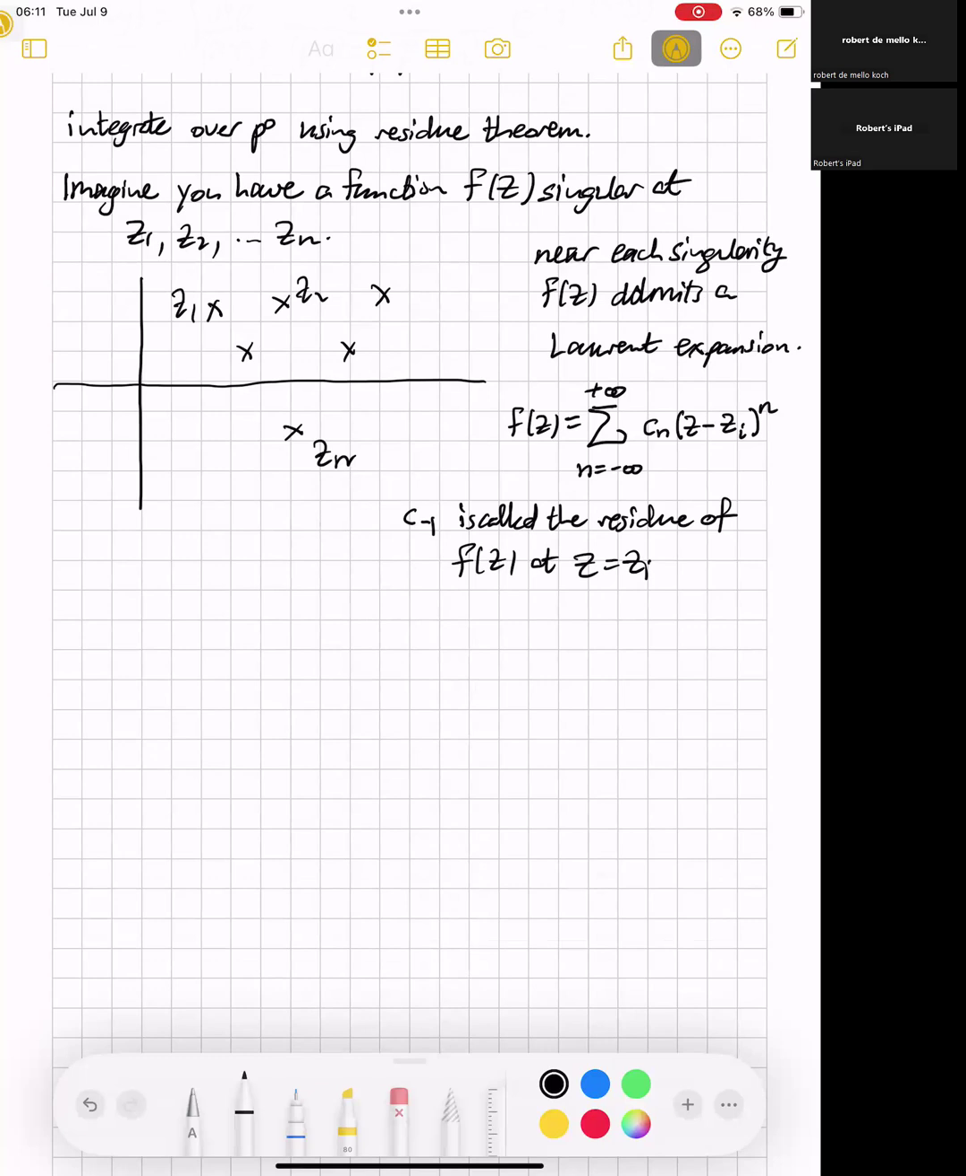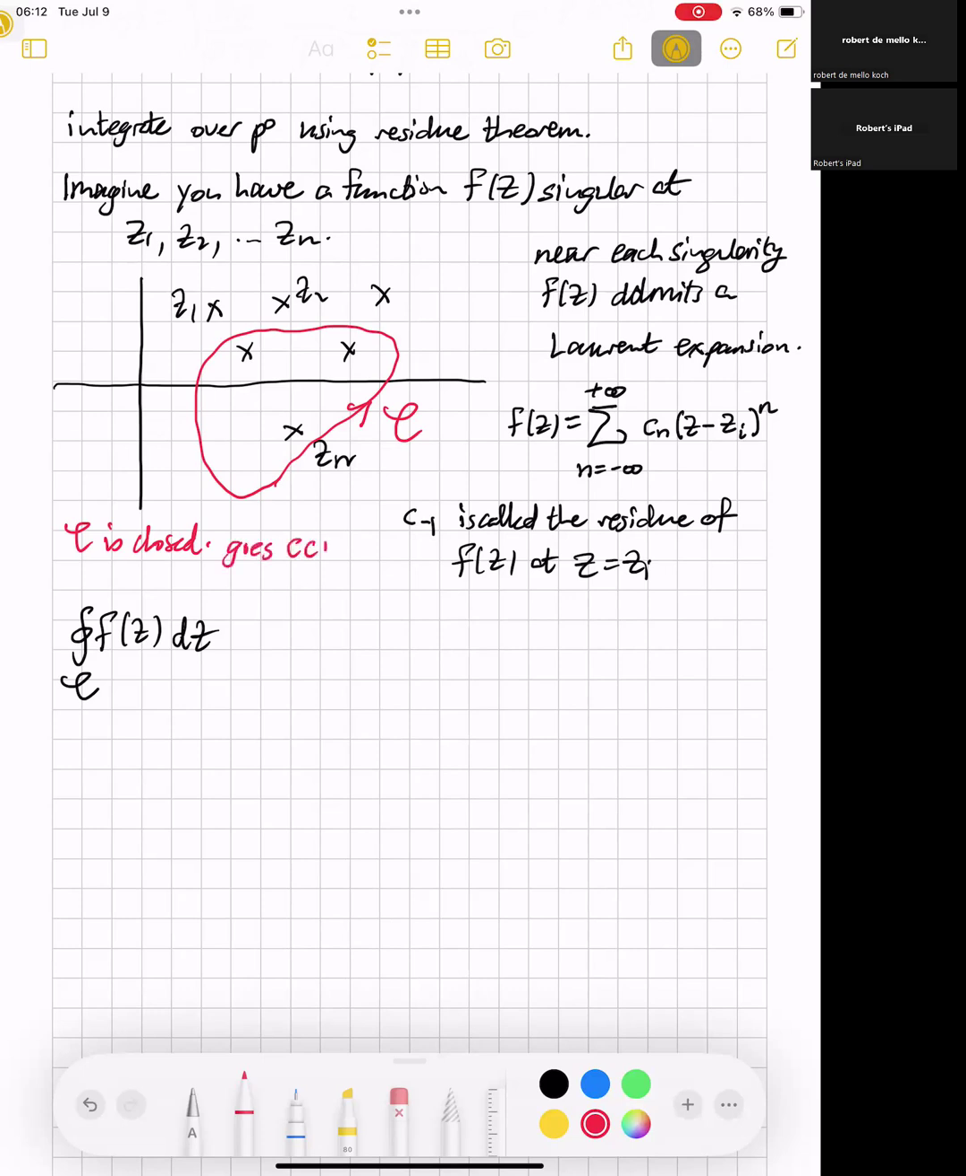Now let's imagine that we want to perform the following integral. We're going to integrate our function f of z dz over some path C. So let me draw on C. Perhaps this could be C. There are a few important properties that C has. First of all, C is closed. It's a closed path. That path has no start point and no end point. The other thing that's important is it goes counterclockwise around the singularities.